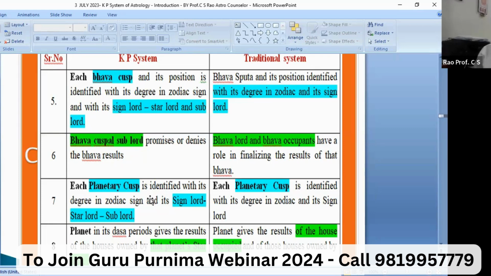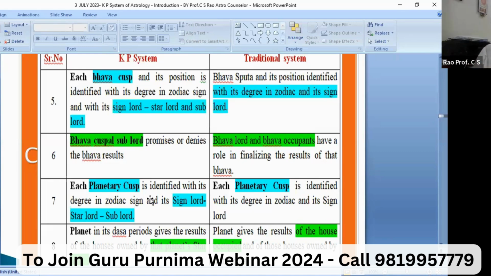Here, we have taken cuspal sublords. There are two varieties of cuspal sublords. One is the Bhava cuspal sublord, the other is the planet cuspal sublord. This you have to differentiate. To understand the KP system, you have to understand the role of the Bhava cuspal sublord and the role of the planetary cuspal sublord. We are coming to other slides on this point also, so now I'll deal with it. We'll save time later.